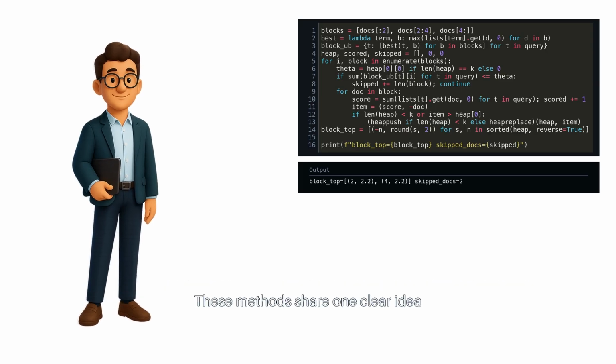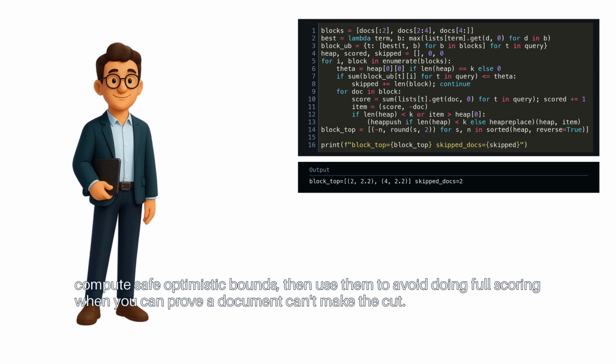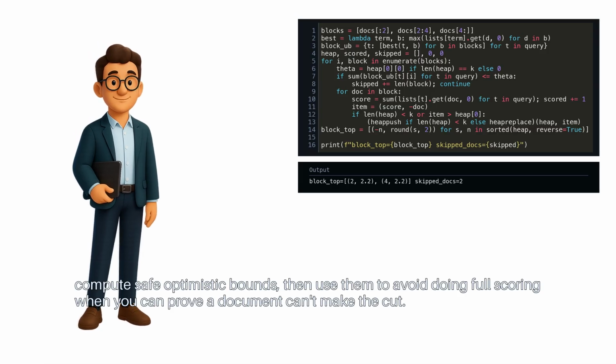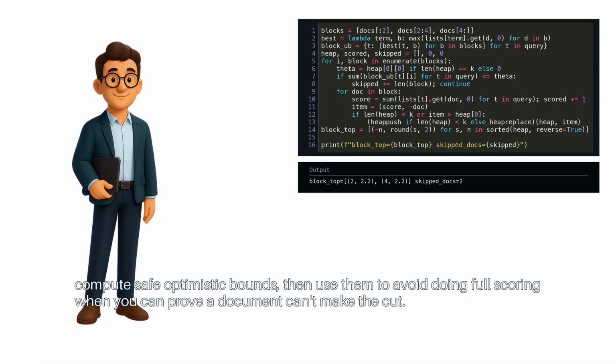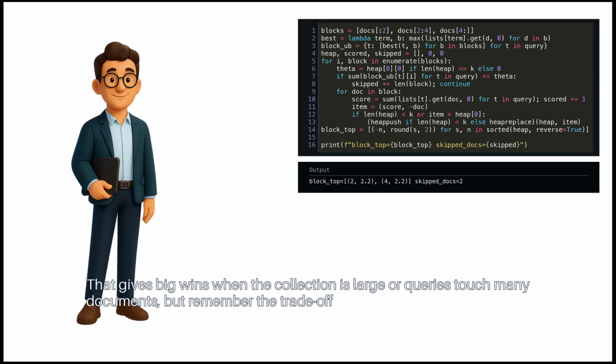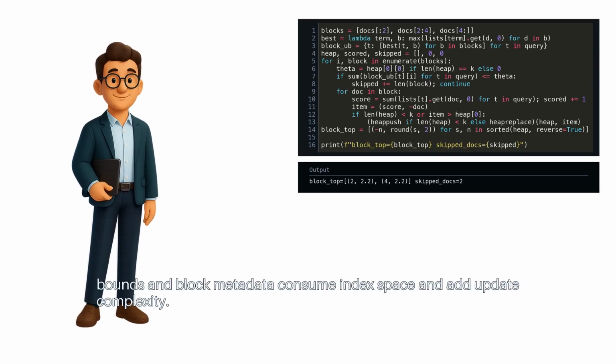making this a tiny exact retrieval baseline with measurable pruning. These methods share one clear idea: compute safe optimistic bounds, then use them to avoid doing full scoring when you can prove a document can't make the cut. That gives big wins when the collection is large or queries touch many documents. But remember the trade-off. Bounds and block metadata consume index space and add update complexity.